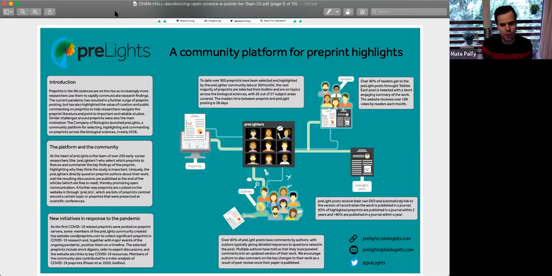Just to give you some numbers, we've now had over 900 preLights posted on the website, and the median time from the preprint being posted on the server to the highlight going on our website is about a month. Each preLight post gets its own DOI, and it's also indexed in multiple places, including Europe PMC. Once the preprint is formally published in a journal, we automatically link to the version of record on the site, in a similar way that bioRxiv does this. We've seen that 93% of preprints that are highlighted get published in a journal within 2 years. And when you look at 1 year, it's 80%.